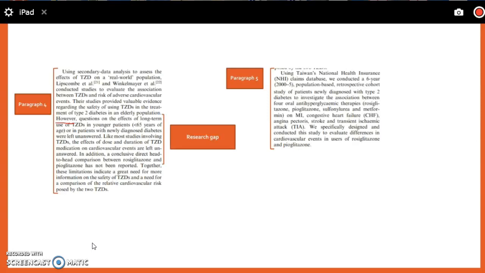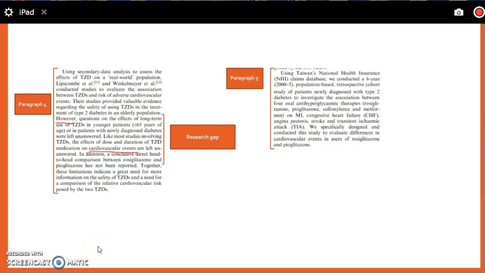Like most studies involving TZDs, the effects of dose and duration of TZD medication on cardiovascular events are left unanswered, right? It's all about these cardiovascular events. And we notice already from the little blurb that I shared with you. In addition, a conclusive direct head-to-head comparison between rosiglitazone and pioglitazone has not been reported. Right? So I'm expecting this will be something these authors will answer. And don't you know, let's look at the last paragraph.